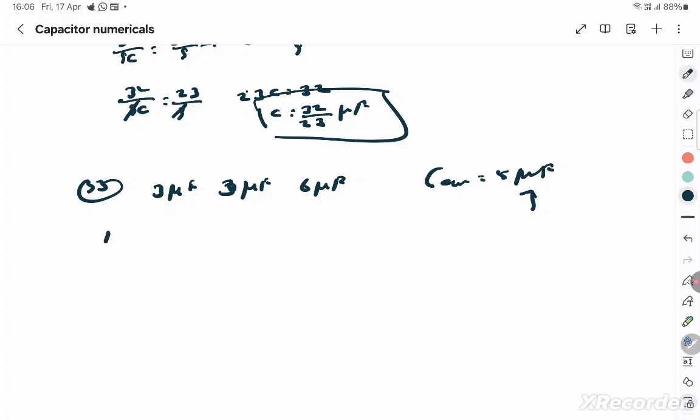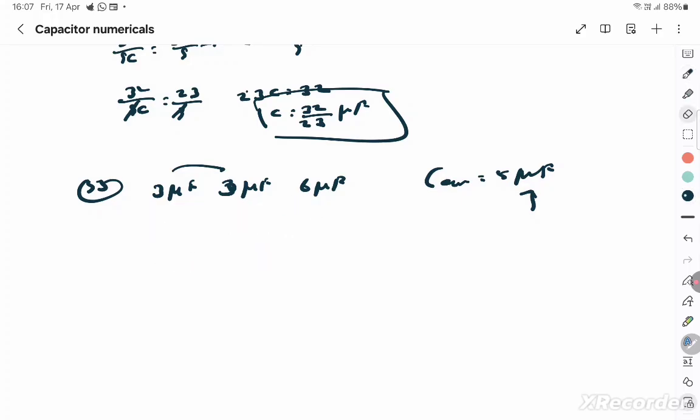Imagine all of them are in series: 1 by 3 plus 1 by 3 plus 1 by 6. Well, 6 is LCM into 2 into 2. So it's 2 plus 2 plus 1, which will make it 5 by 6, which is 6 by 5, which is not this again. So therefore the only possibility is either 3 and 6 connected in parallel, so the 2 are overruled. Maybe 3 and 3 are in parallel, 6 is in series, 3 and 3 in parallel is 6 microfarad, and with 6 microfarad in series will make it 3 microfarad, that is also overruled.